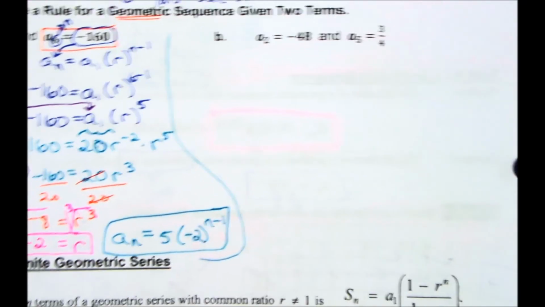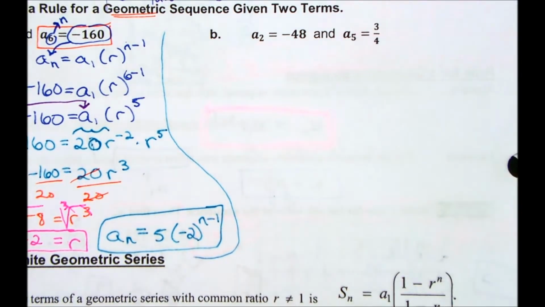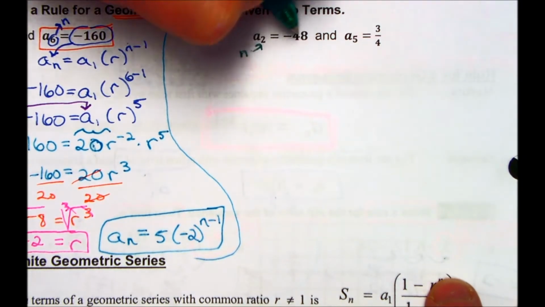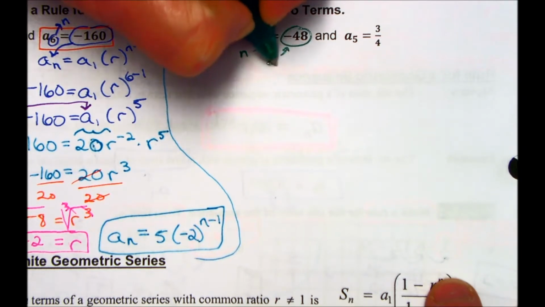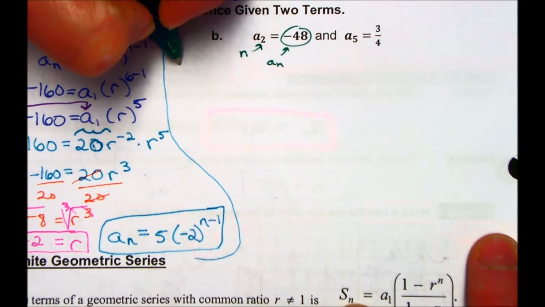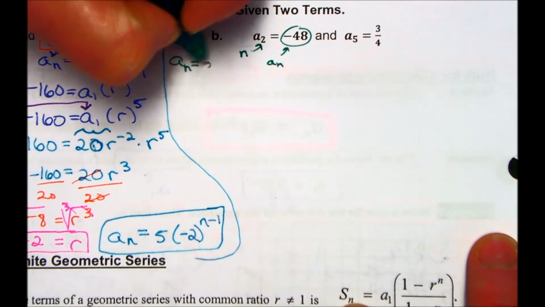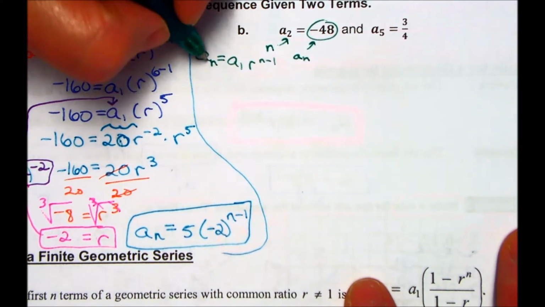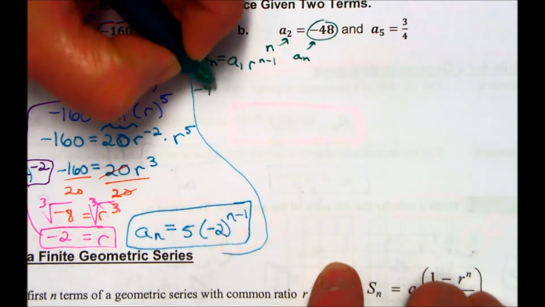And just to make sure that we have enough good practice examples that you're able to do it on your own, here's a second example. All right, so n now is going to equal 2. Our a sub n is going to be negative 48. So our formula a sub n equals a sub 1 r to the n minus 1 power. A sub n, I'm going to use the negative 48.